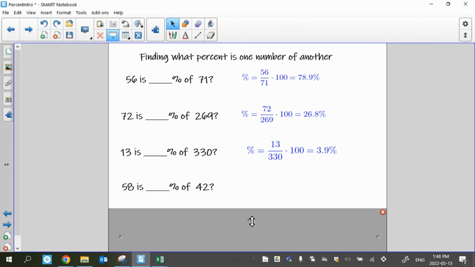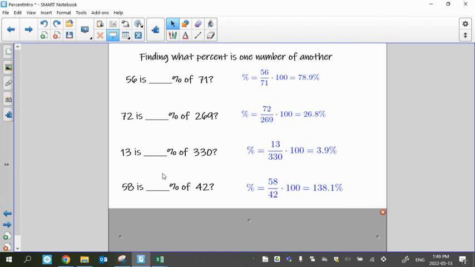Now, this is interesting because in this case, we're asking 58 is a certain percent of 42. Right away, we can see that 58 is greater than 42, so our answer is going to be higher than 100%. So here is the setup. The setup is the same. We divide the 58 by 42 and then multiply by 100, and that gives us our answer. And we expected this to be greater than 100, and it is. It's 138.1.